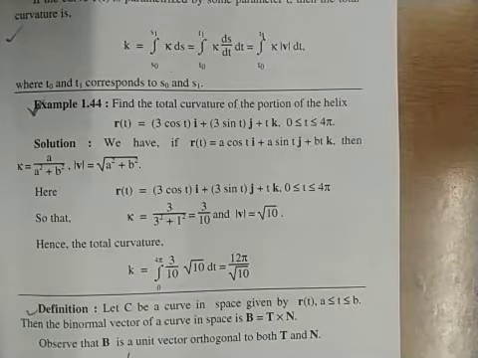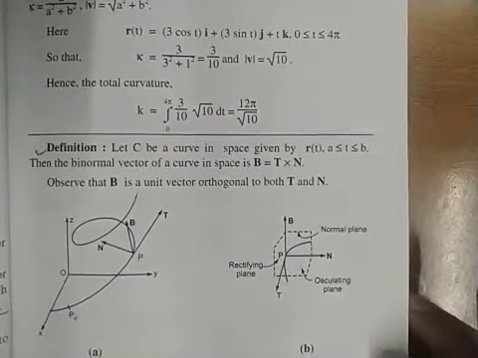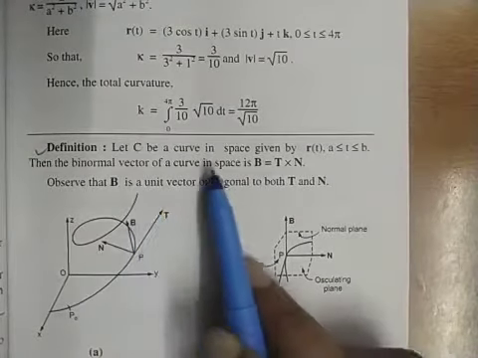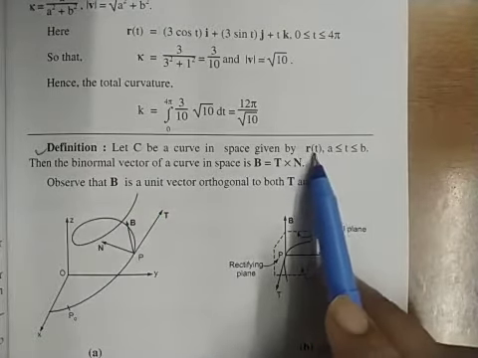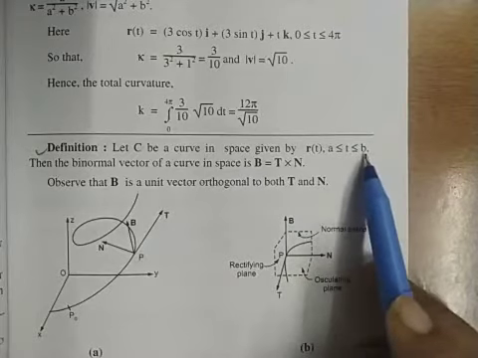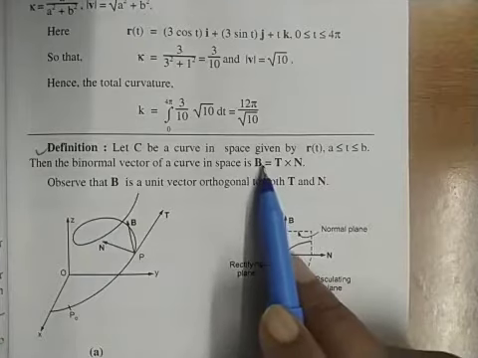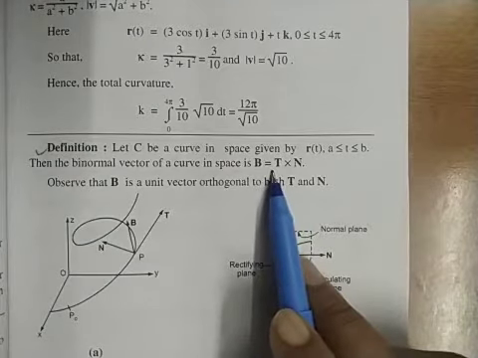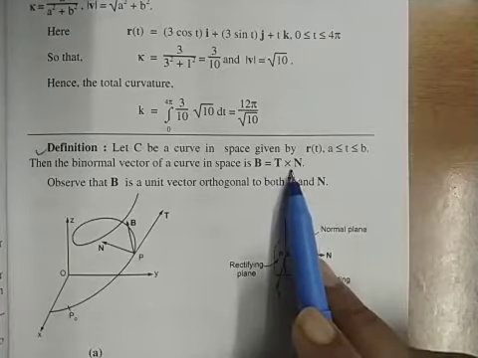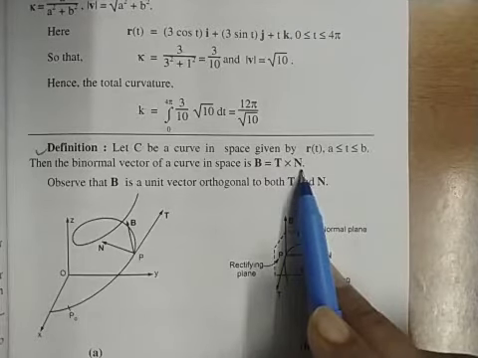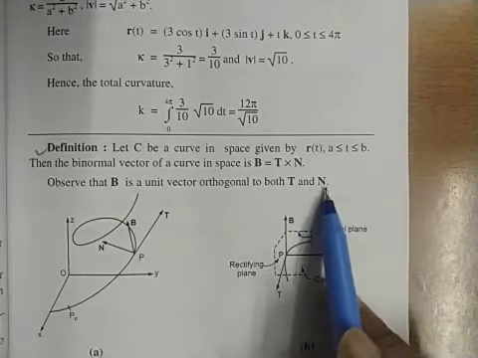Now there is another definition, the binormal vector. Let C be a curve in space given by r(t), where t varies between a to b. Then the binormal vector of the curve, which we denote by capital B, is equal to T cross N, that is, the unit tangent vector cross the principal normal. Observe that B is a unit vector orthogonal to both T and N.